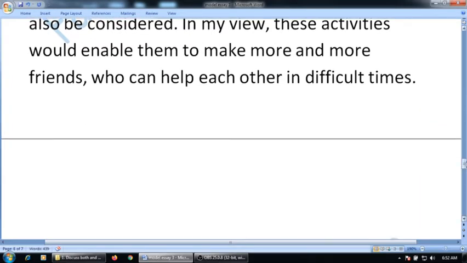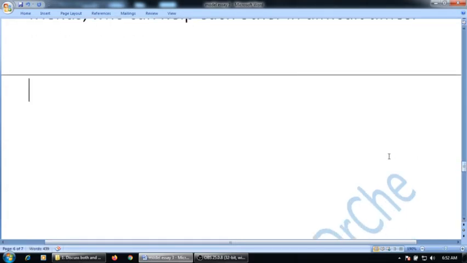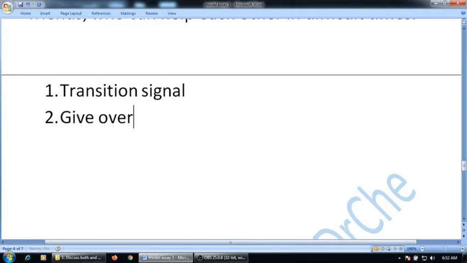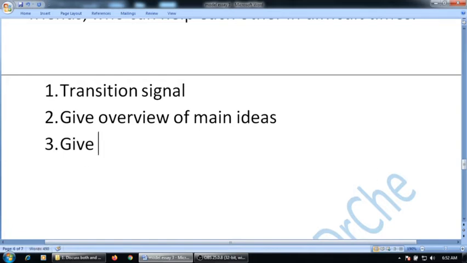Then we need to write the conclusion. To write a conclusion, first of all we need to use transition signals. Number two is to give an overview of main ideas, discuss the main ideas and restatement of the main ideas, and we have to give again our own opinion. These are three things that we need to put in our conclusion.